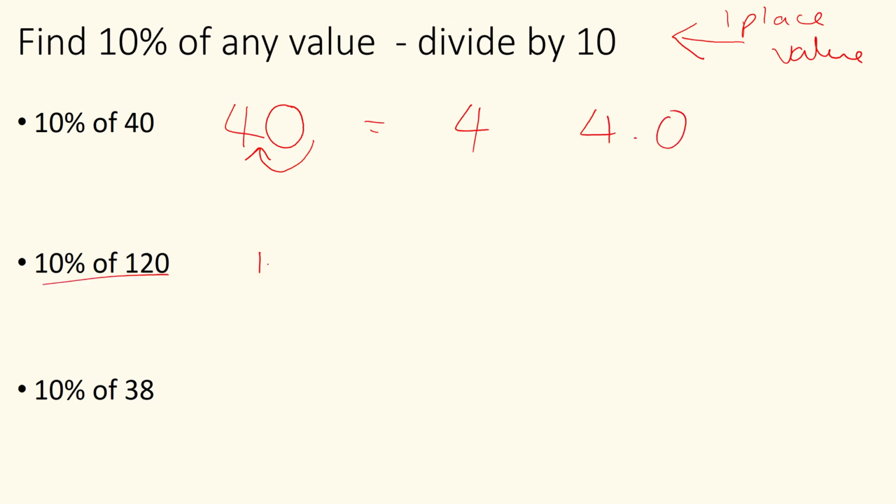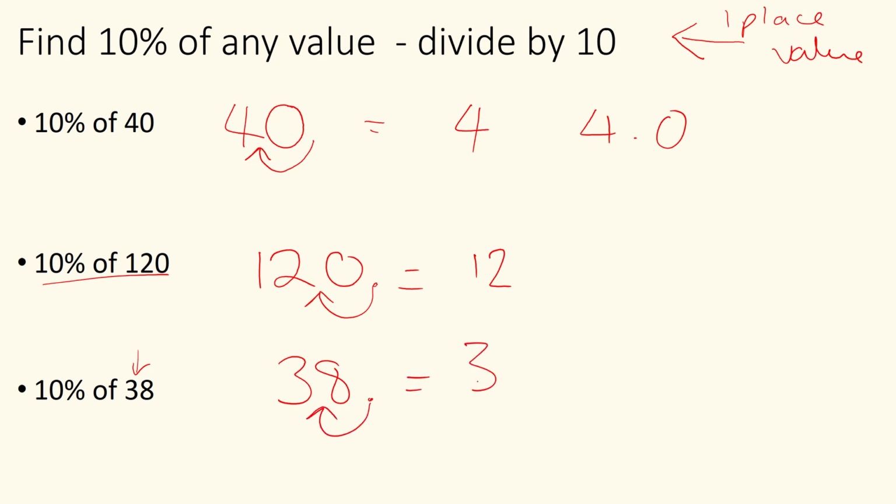Let's try the next one. 10% of 120. Yes, you could just say knock off the 0, but as you'll see in the next one, we don't have a 0 at the end, so use that idea of there being a decimal point at the end and move it in one place value, so that would be 12. And our last example here is find 10% of 38. Imagine the decimal point is here, move it in one place value, so that gives you 3.8.